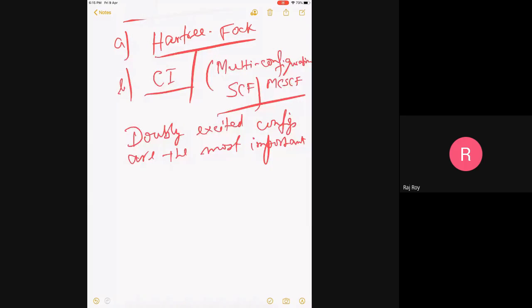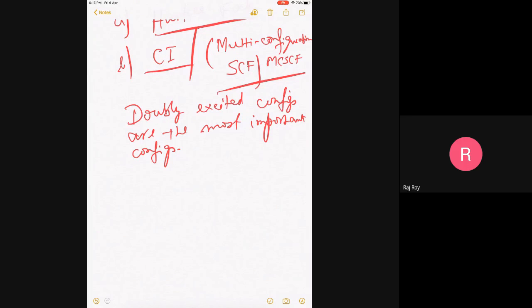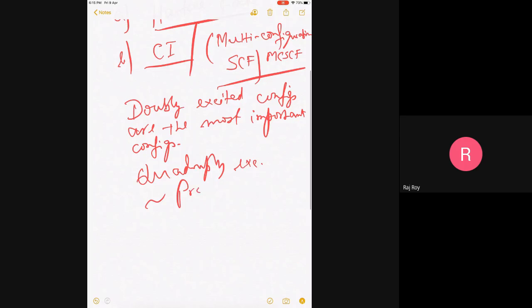So doubly excited configurations are the most important configurations. And we actually found that although quadruply excited configurations are very, very important, and they come in CI actually as a linear combination coefficients, they can be approximated as products of the doubles.